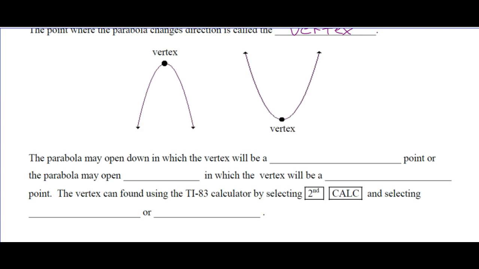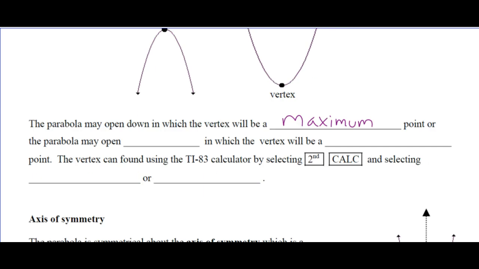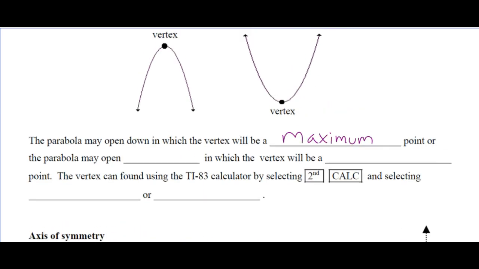The parabola may open down, in which case the vertex, so what's this point then? It's going to be called the maximum, right? It's at the top. You're not going to get any bigger than that, so it's a maximum point. Or the parabola may open up, in which case the vertex will be a minimum point.